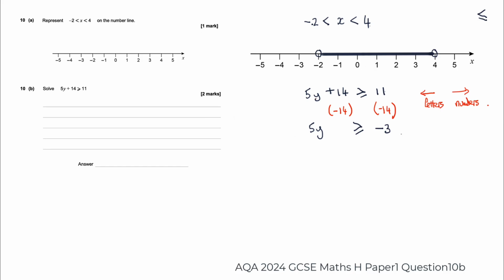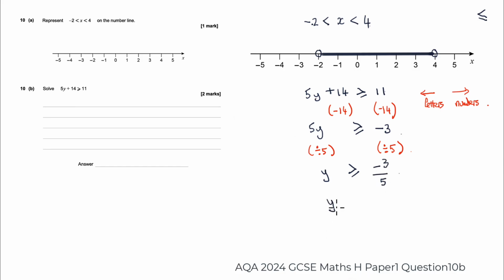Now what's next? Well, to get rid of this times 5, we do the opposite, which would be divide by 5. And if we do that on the left hand side, we must do that on the right hand side. So 1/5 of 5y, that would be 1y. We've cancelled, we've got rid of that 5. So y would be greater than or equal to, now we've got negative 3 divided by 5.